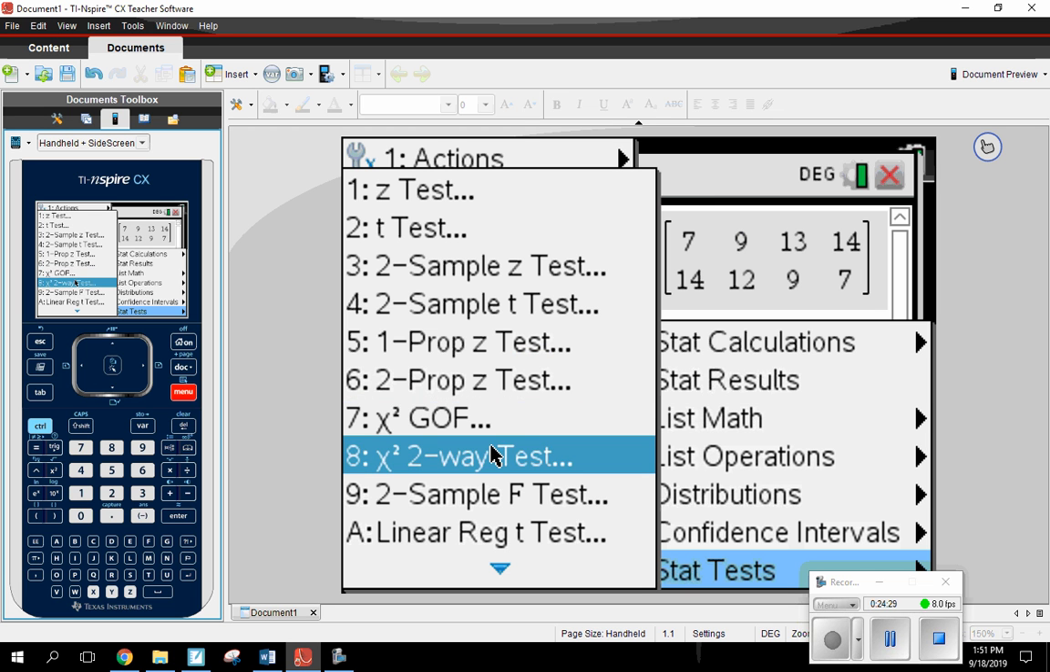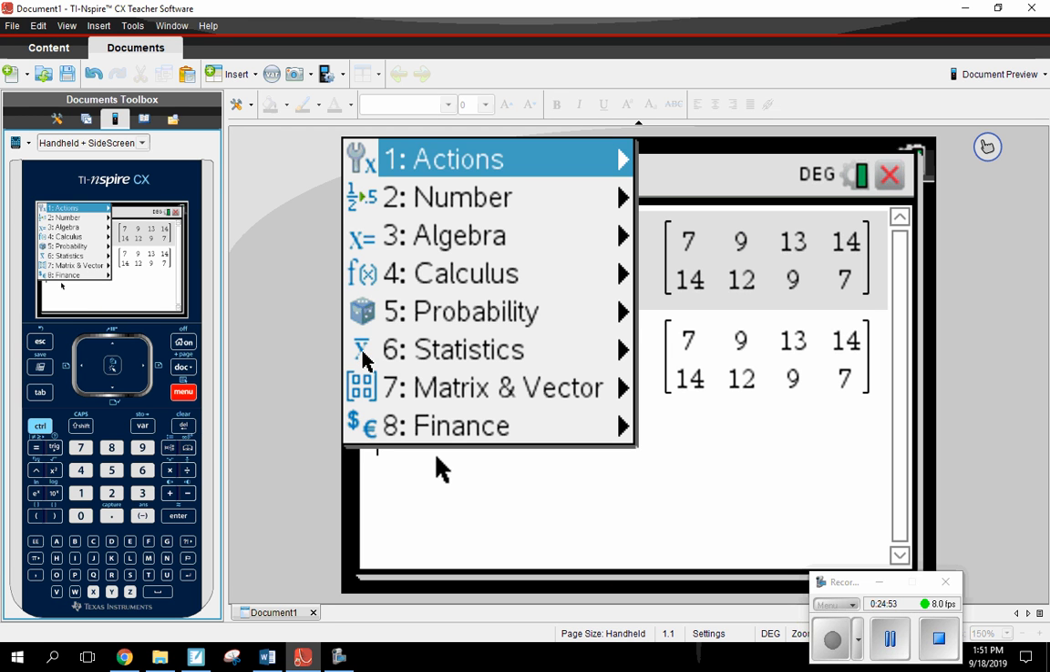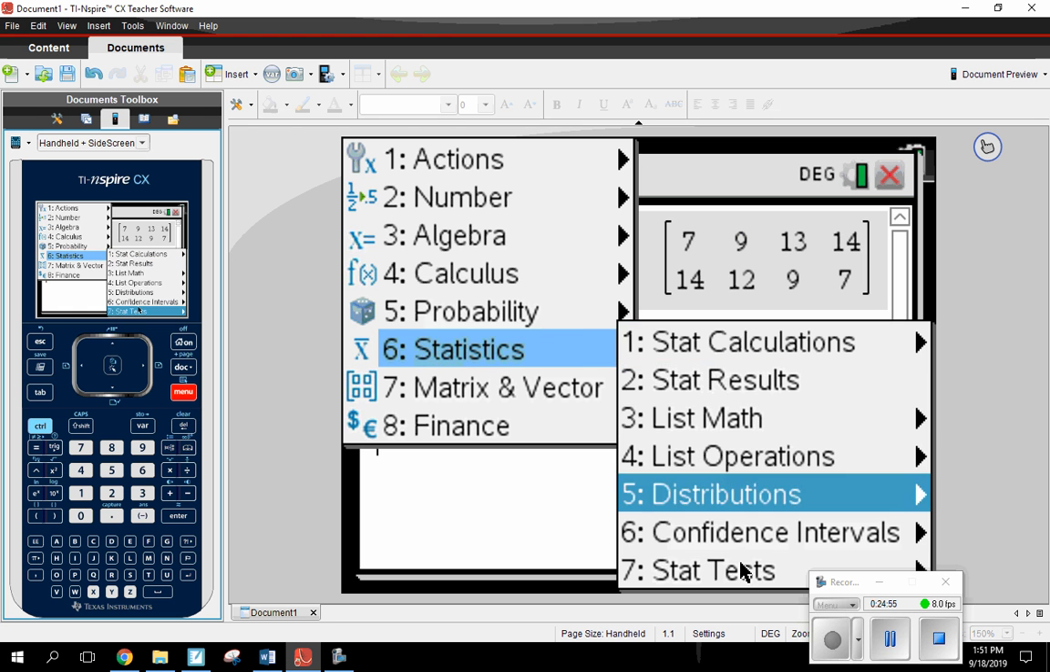GOF or two-way test? Remember, the very first day we talked about those two-way tables, looking at the rows and the columns, we called those contingency tables. You're going to want the chi-squared two-way test. GOF stands for goodness of fit. That is a completely different chi-squared test. You don't want it. Let me get out of here. How do I get there? Menu, Statistics, Stat Tests.